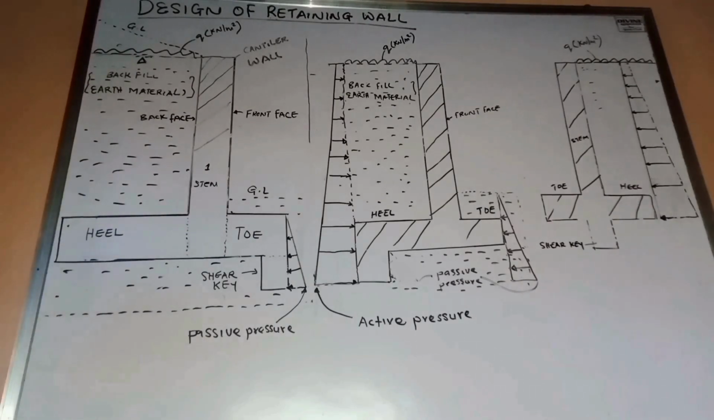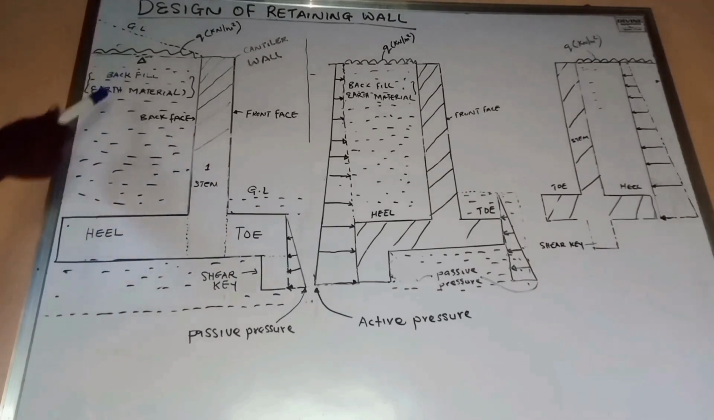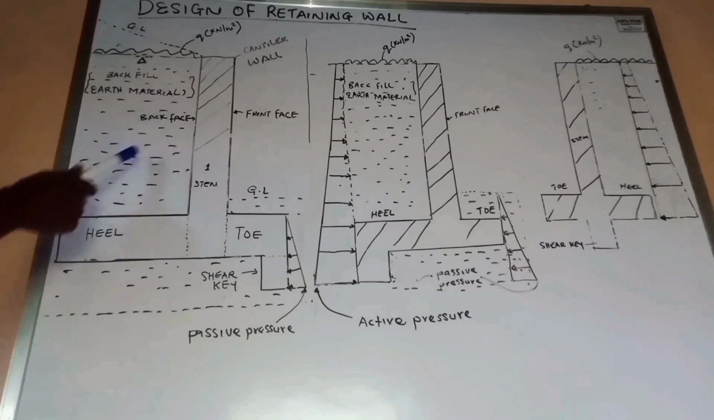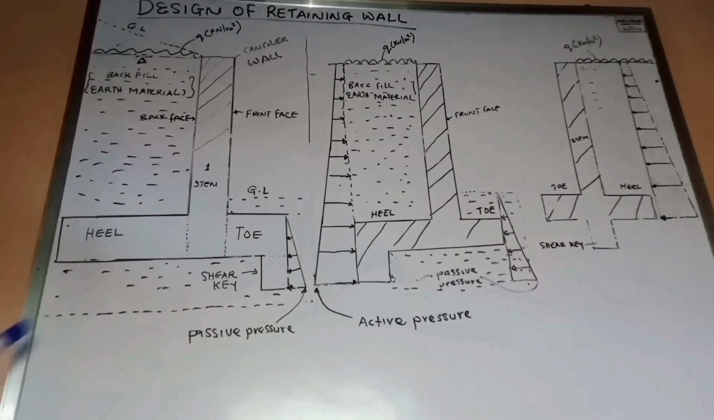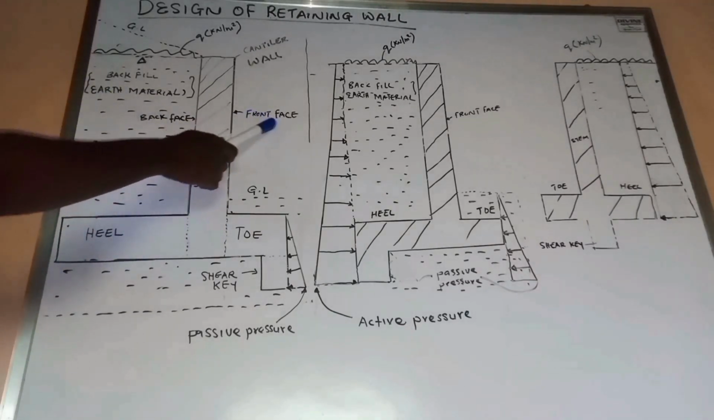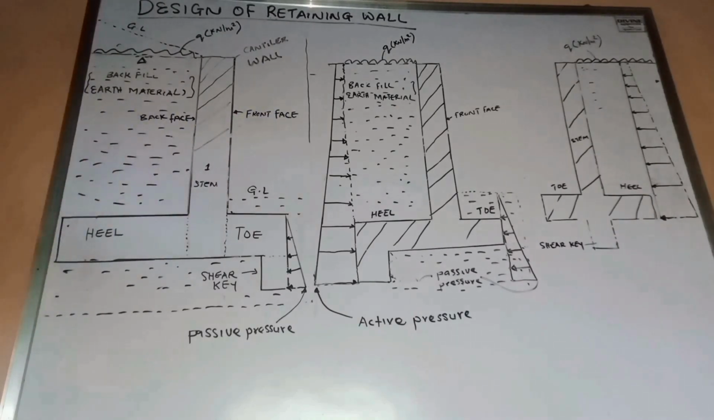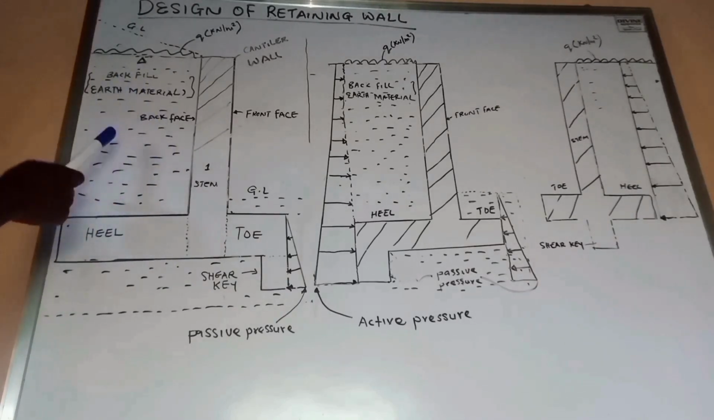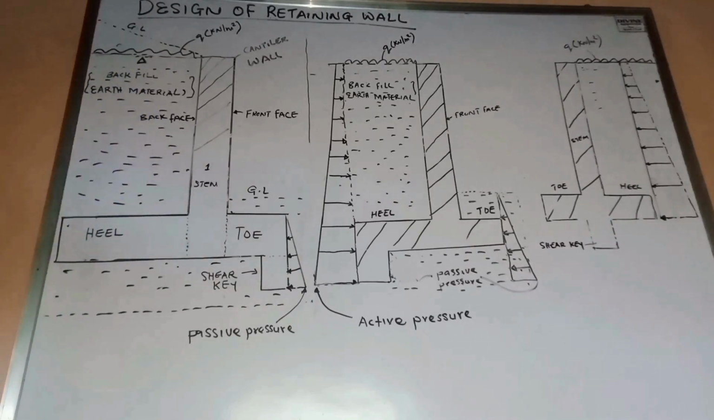Of course, if you look at the board carefully, you discover that the heel is the area where we have the earth backfill that is expected to be retained. This is where we have the earth materials to be retained. On this other side of the retaining wall, we call it the front face, while the side that is acting to retain the earth is called the back face.